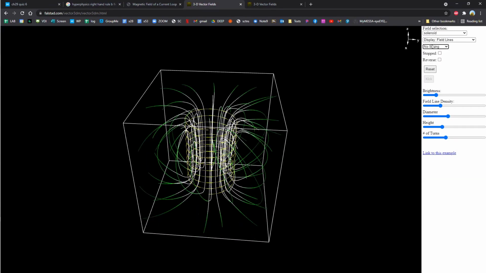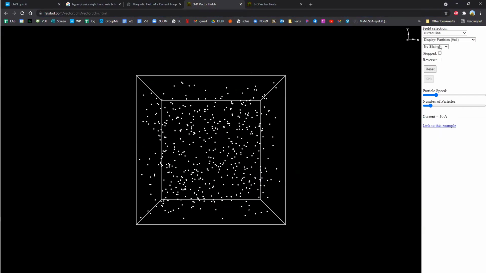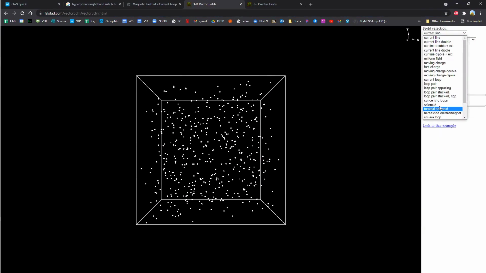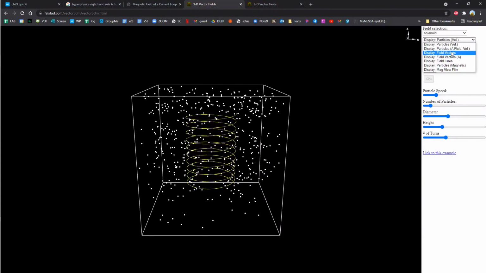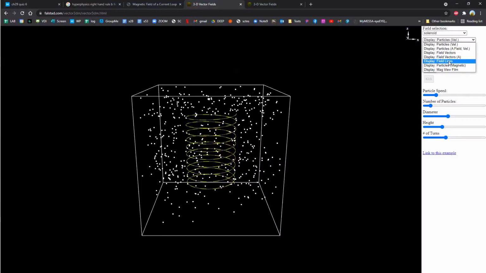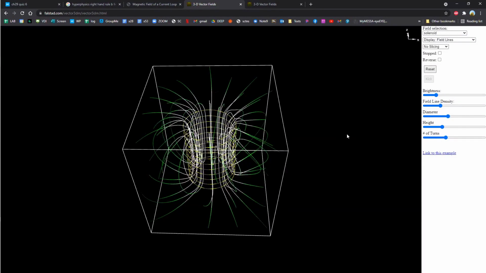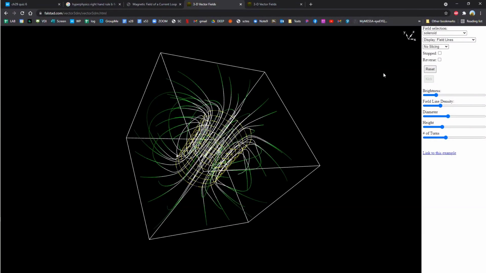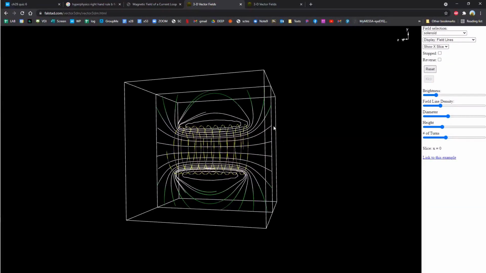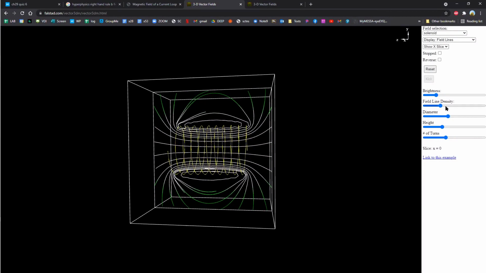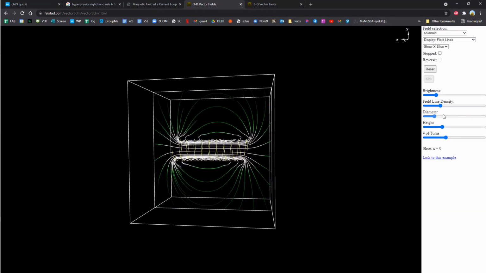That's interesting. Let me redo that. Okay, so solenoid. It's actually a pretty interesting view. Popcorn or display particles, but we're looking at field lines. And if I just do a slice, I think it was the X slice. Okay, right there. And then maybe if I make this an even longer diameter, so you can see what happens.